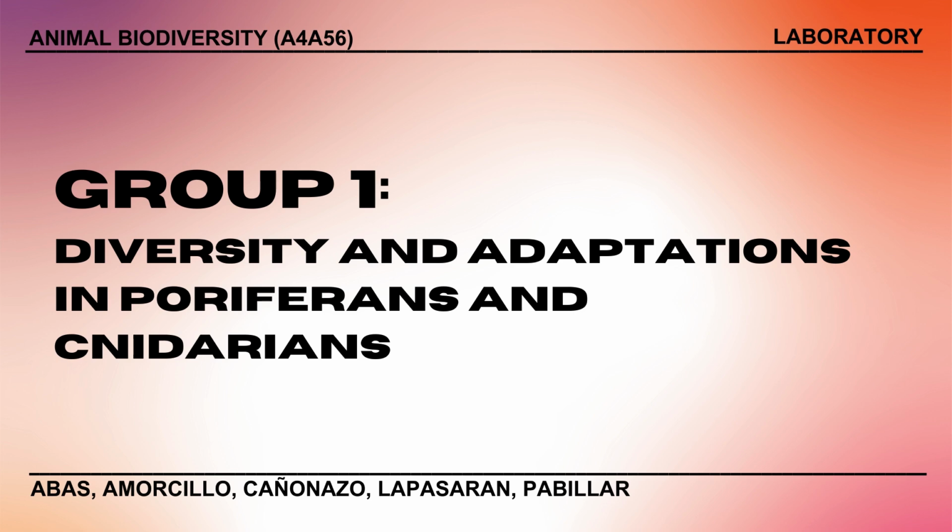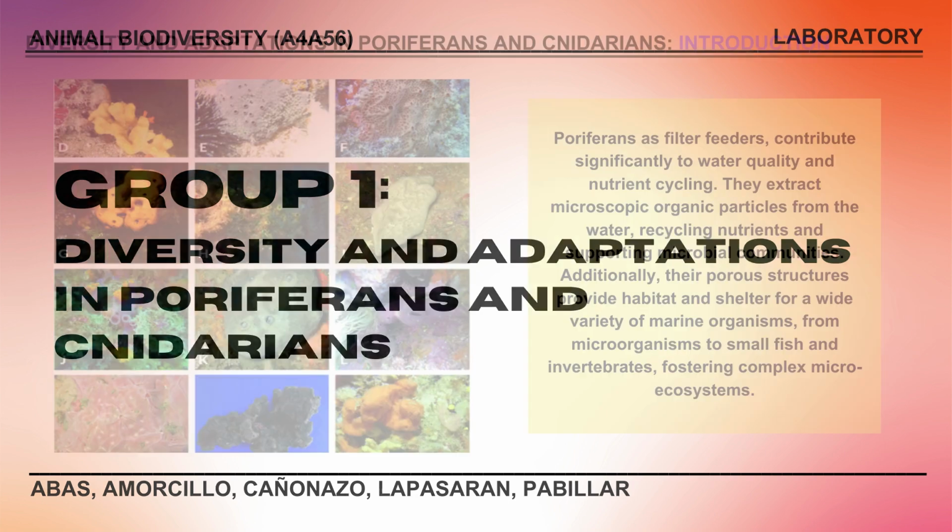Good day, everyone! We will now discuss diversity and adaptations in Poriferans and Cnidarians. Poriferans, known as sponges, and Cnidarians, such as jellyfish, corals, sea anemones, and hydroids, are foundational groups in marine ecosystems, playing a pivotal role in maintaining biodiversity and ecological stability.